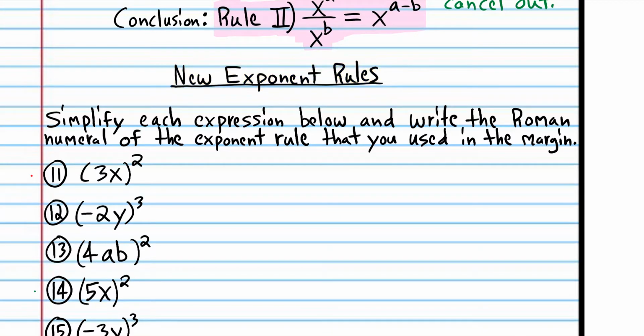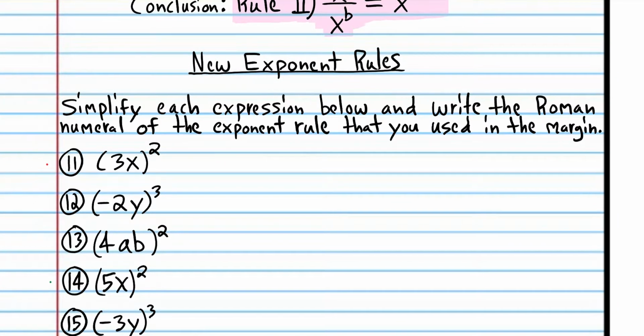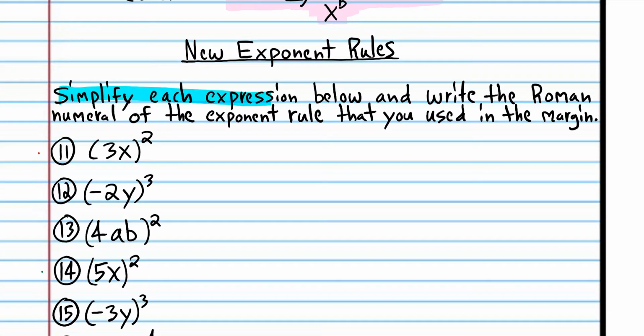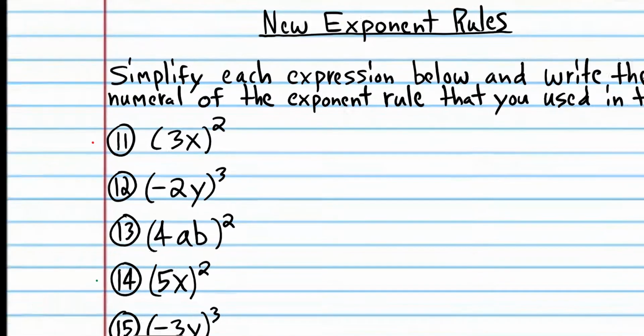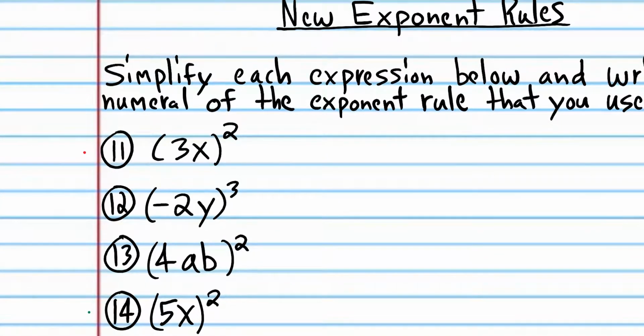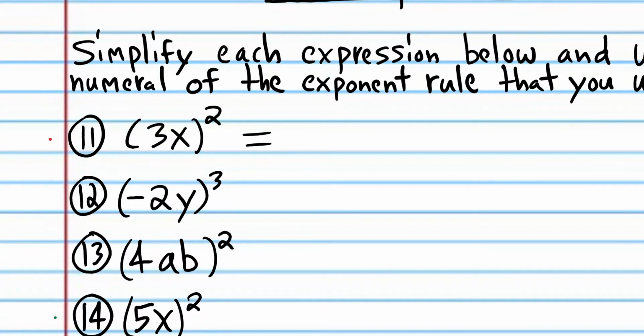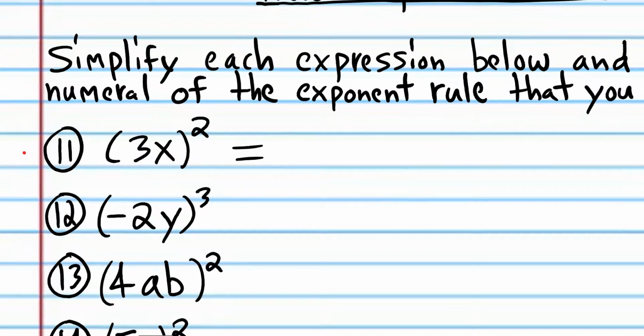Up until now, it hasn't really been that necessary for you to really know these, but again, we're just going to simplify each expression and write the Roman numeral of the exponent rule that we used in the margin, just like the previous problem. So before we even state the rule formally, let me just show you how the rule works. So notice that we have a product of 2 numbers here. We have 3 multiplied by x. So that's a product inside there, yellow. I'm raising that product to the second power in blue. So I'm raising the product to an exponent or a power.